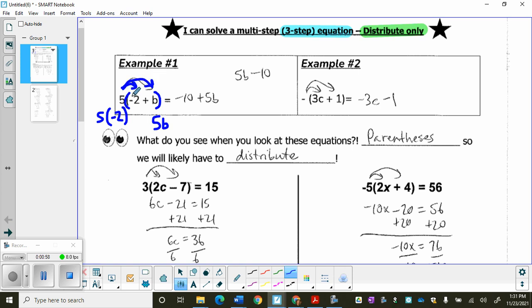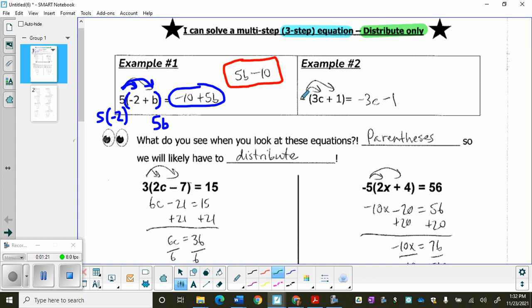Now when we do 5 times -2, we get a -10. And when we do 5 times B, we get 5B. So we have distributed, but you might remember from that unit that we had some grammar rules and we said that the constant always goes last. So right here, boxed in red, is kind of the official answer. We have 5B minus 10. All right, let's take a look at another example.